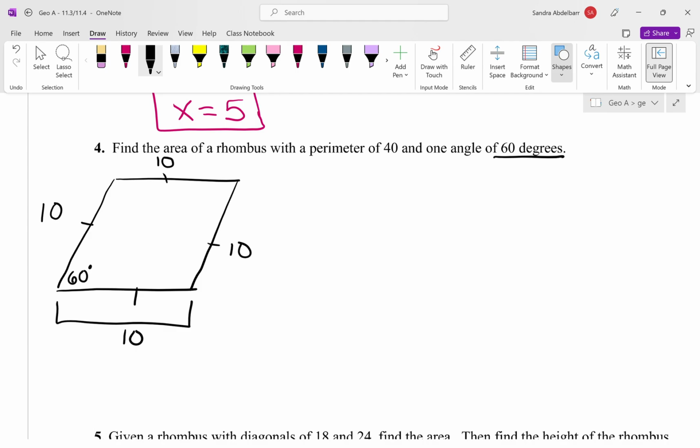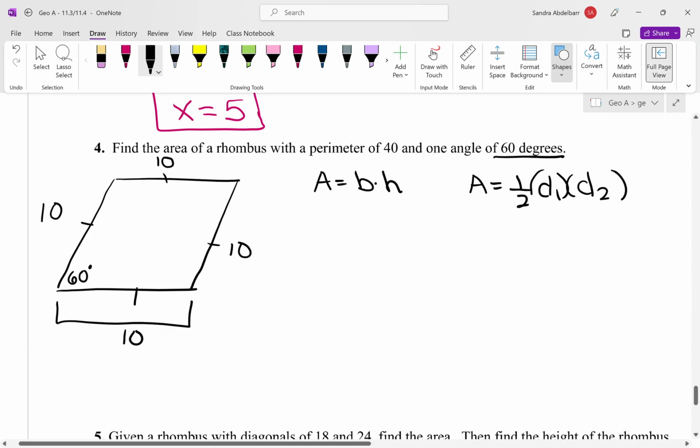Good. So it says find the area of a rhombus with a perimeter of 40 and an angle of 60 degrees. Now we have 2 areas. We have area equals base times height, or the area equals half D1 times D2. Do I have a base for this rhombus? Absolutely. Do I have a height? No. But because I have that 60-degree angle, what do you think I can do to get a height?